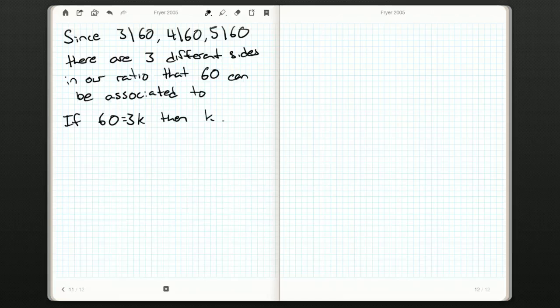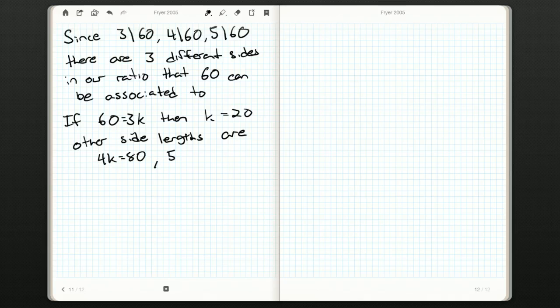So let's suppose that 60 was 3k, so it's the 3 in our ratio. Well, then k is going to be 20. So I'm guessing for C part, it might even be worth 3 marks. 1 for each of the areas of the triangle. Maybe an extra mark for realizing that 60 can be in 3 different spots. So we get 4k. It's going to be 80, and 5k, it's going to be 100, and we want the area.